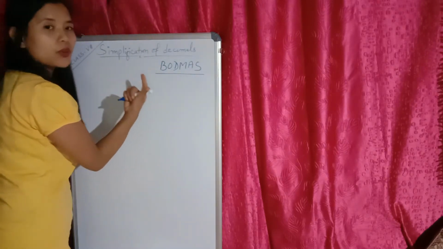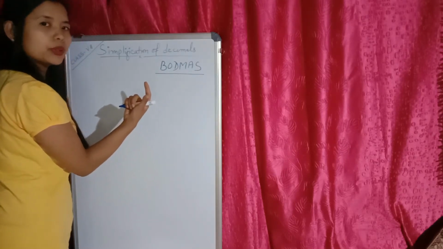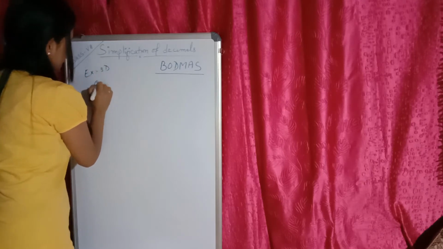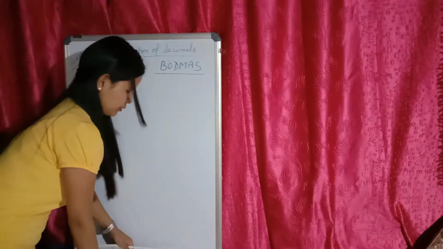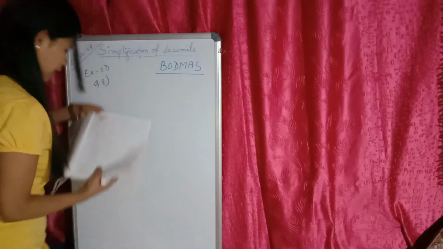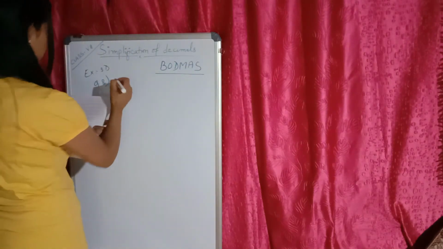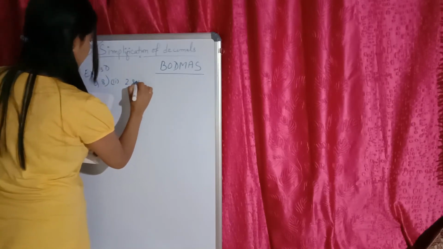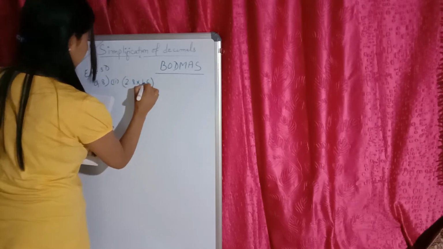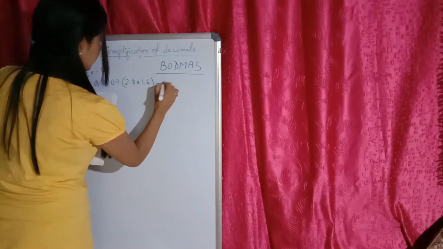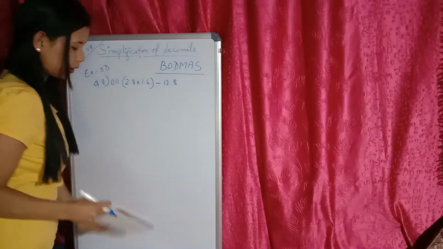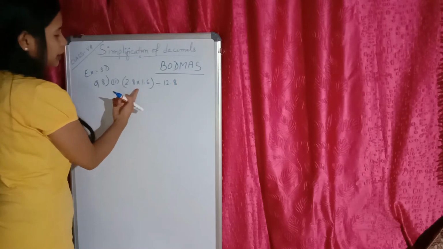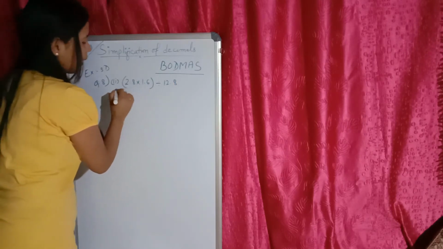So with this concept, let us take a few examples from your book itself. I'll be doing exercise 3D, question number 8. Let me take this question, question number 8, number 2. It says (2.8 into 1.6) divided by 12.8. If you look at the question here, it consists of multiplication, division, and even brackets.